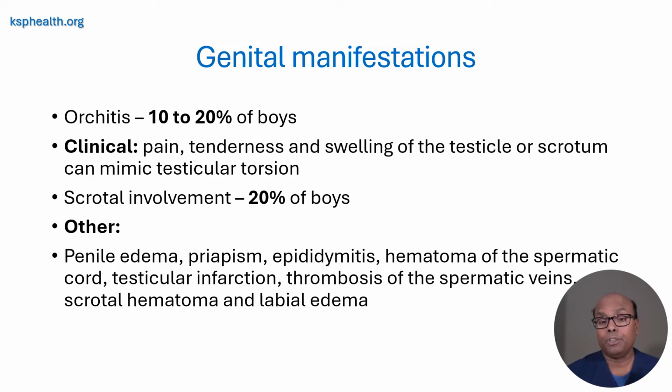Scrotal involvement is present in 10 to 20% of the boys. The clinical manifestations are pain, tenderness, and swelling of the testicle and the scrotum that can mimic testicular torsion. It can have other manifestations such as penile edema, priapism, epididymitis, hematoma of the spermatic cord, testicular infarction, thrombosis of the spermatic veins, scrotal hematoma, or labial edema.